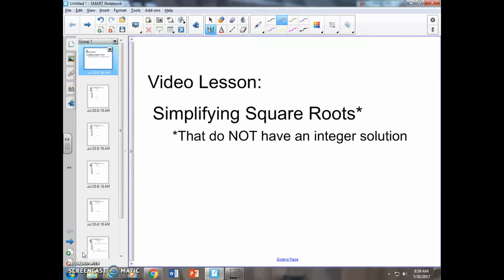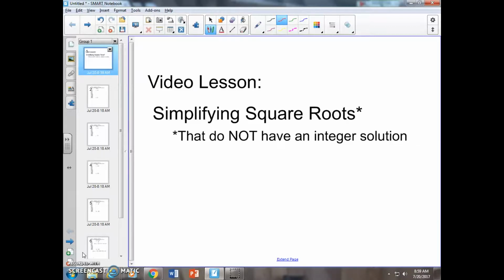Hello again, everybody. Mr. Walden here, going to give you a short video lesson on simplifying square roots that do not have an integer solution. Those would be the types of square roots where if you took the answer and put it in the calculator, or you took the problem and put it in the calculator, you would get a decimal answer on your calculator. Teachers generally want you to not answer the question that way. They want you to break it down if it can be broken down.